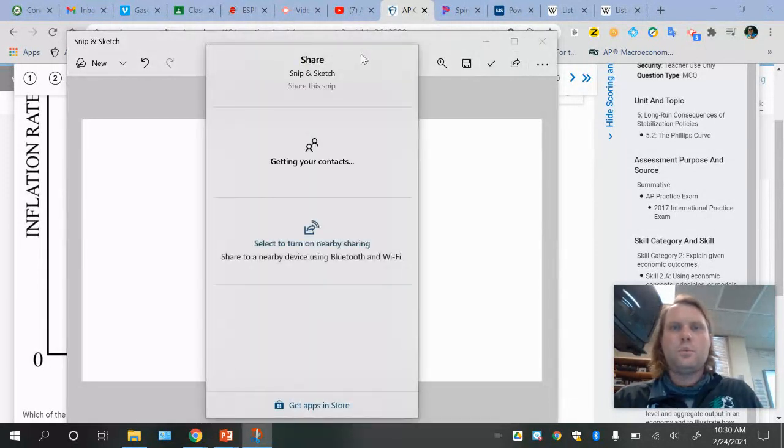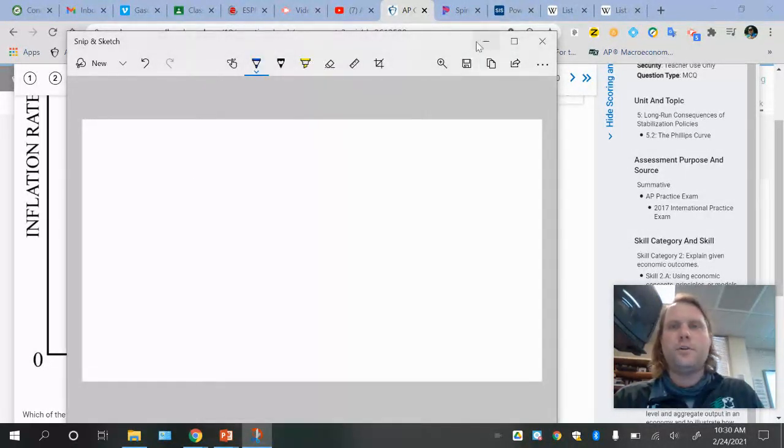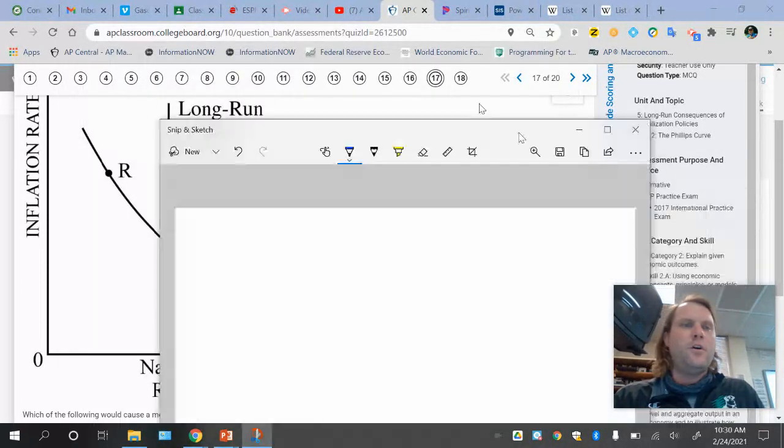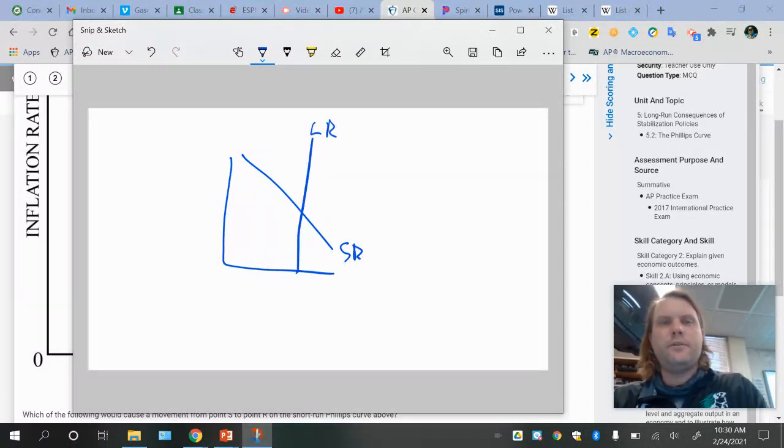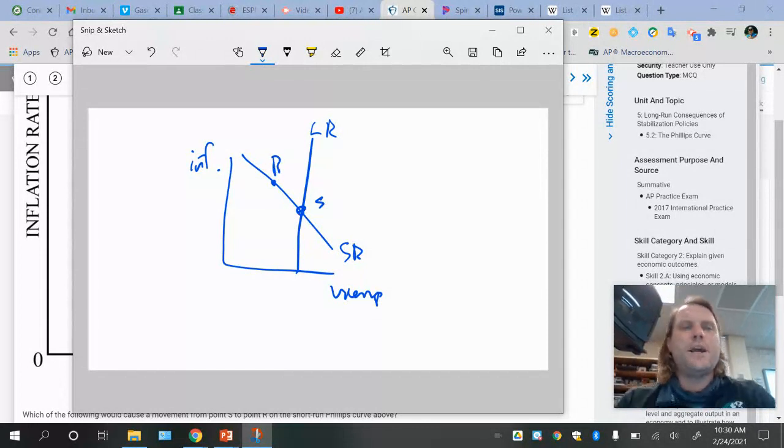Right. I'm not drawing what I need to draw right now. Sorry. All right, so we got long run, abbreviate long run Phillips curve. We got inflation, we got unemployment. We go from S to R. Okay, so what's happened from S to R?